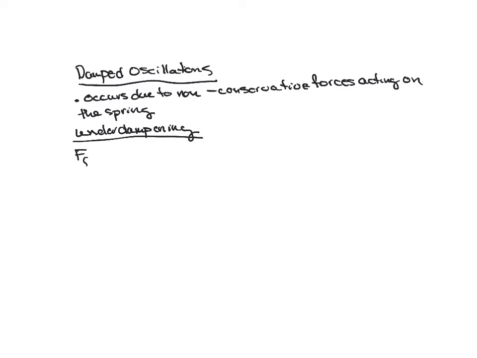Alright, so we learned earlier that when a mass moves through a fluid, the frictional force is going to be proportional to the velocity. So we're going to sum our forces on our mass once again, but this time we're going to take into account the fact that not only do we have the spring force, but we have this frictional force acting on the oscillator. And this is what we're going to call our dampening constant.